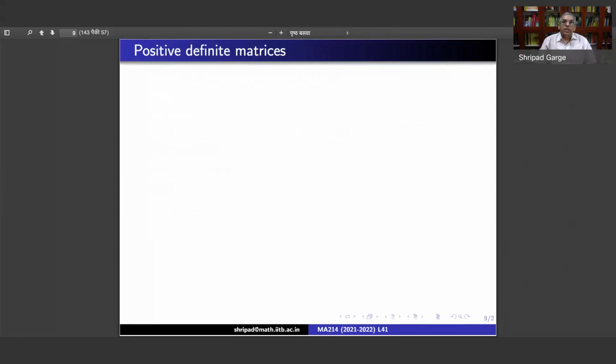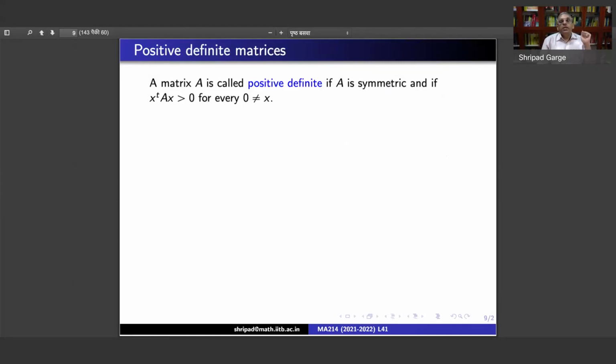And the second class of matrices is the positive definite matrices. A matrix A is called positive definite if first of all it is symmetric and it has this somewhat strange property, which is that x transpose A x is positive for every non-zero x. So let's look at it again. Your A is an n by n matrix. You multiply on the right of A by a column matrix. x is a vector, so it's a column matrix. So you have n by n into n by 1. The product will be a column.